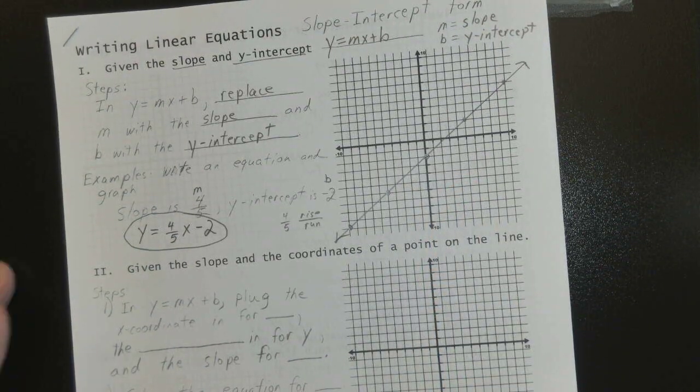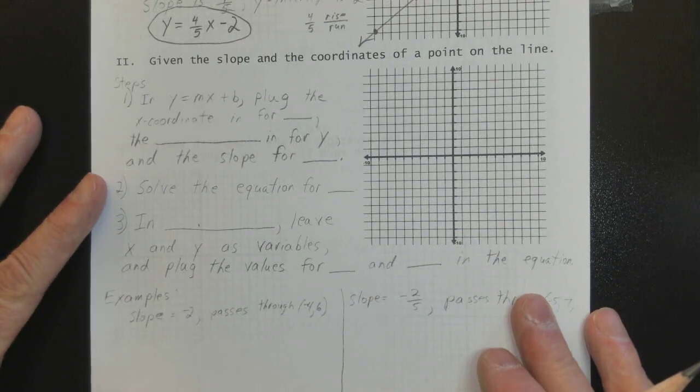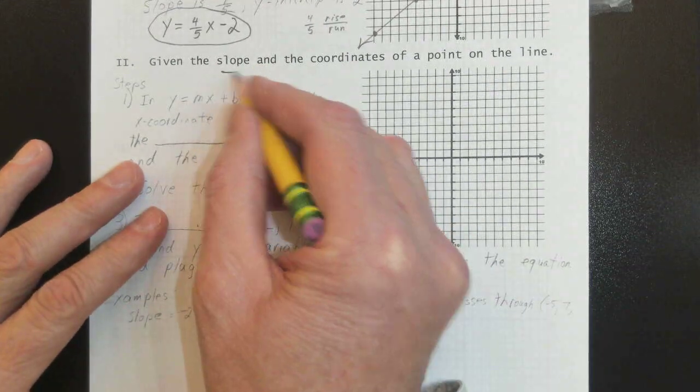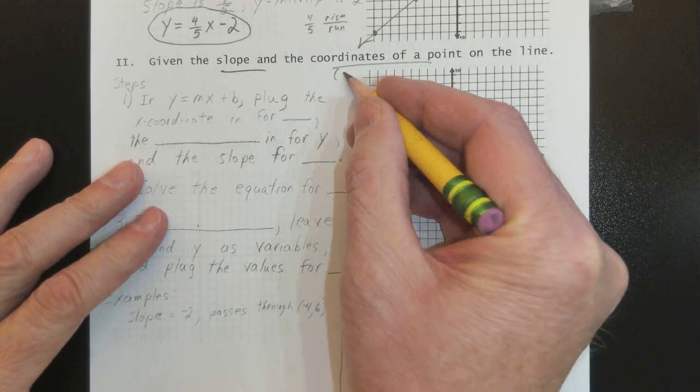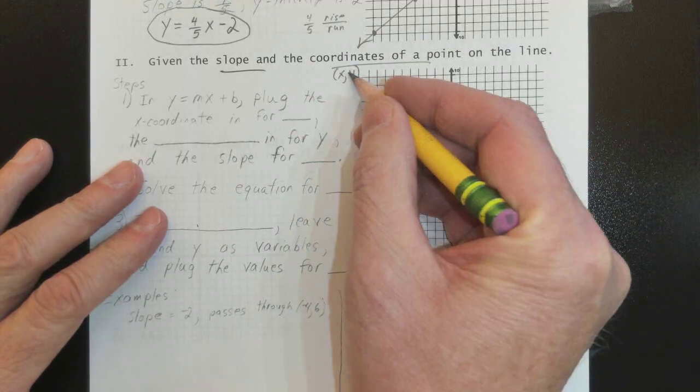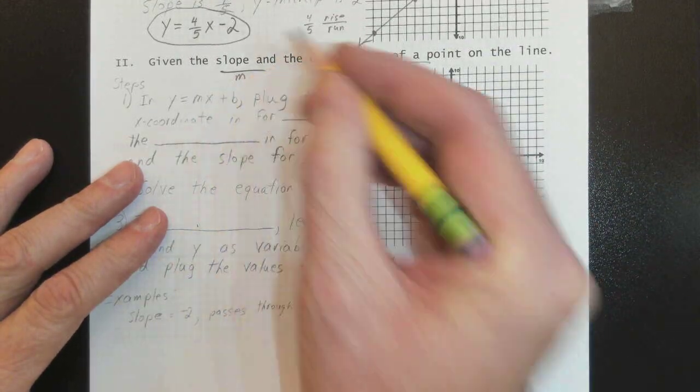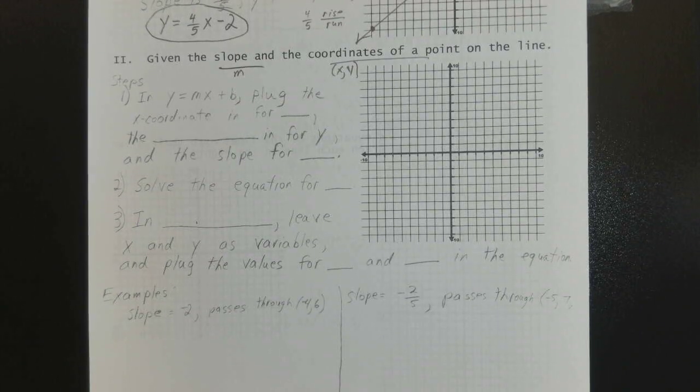All right. Second example. You are given the slope and the coordinates of a point. So you're given like an xy coordinate of the point. You're given the slope, which is m. Okay? And now we are going to come up with the equation. Write the equation.